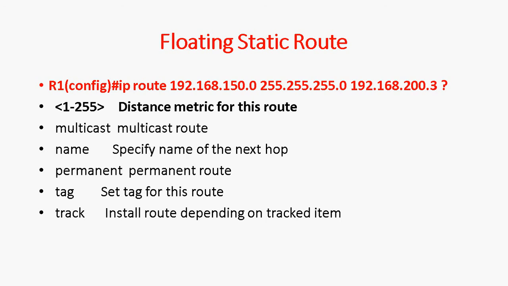The syntax for changing the AD value for a static route: go to global mode and give ip route, then the network ID, subnet mask and next hop IP. Afterwards give a question mark. You can see the possible options you can configure here. The first one is the important one, the AD value. Here we can change the AD value, which ranges from 1 to 255.